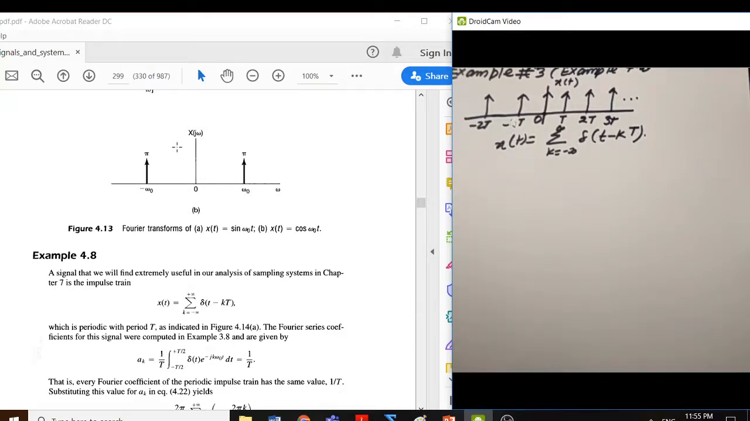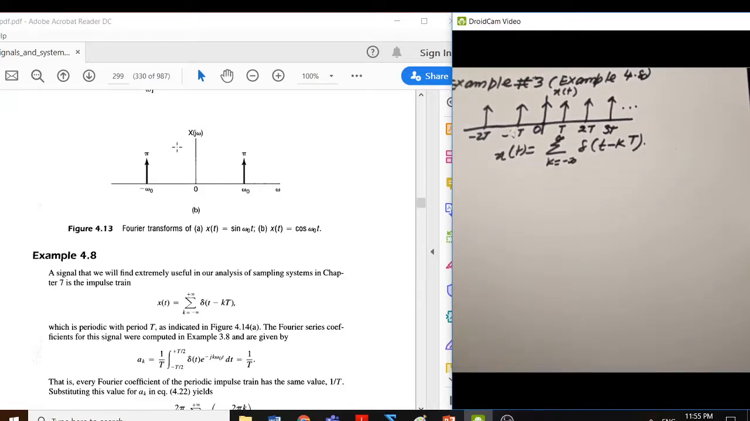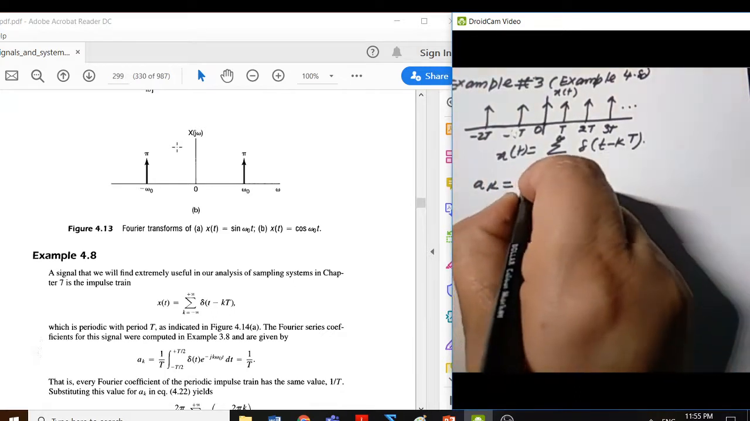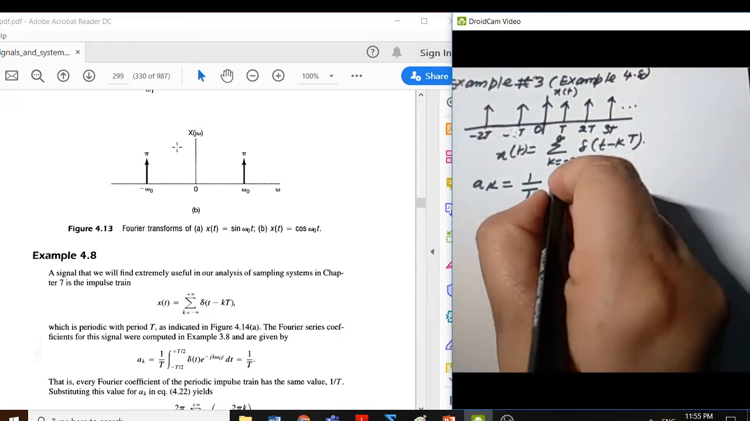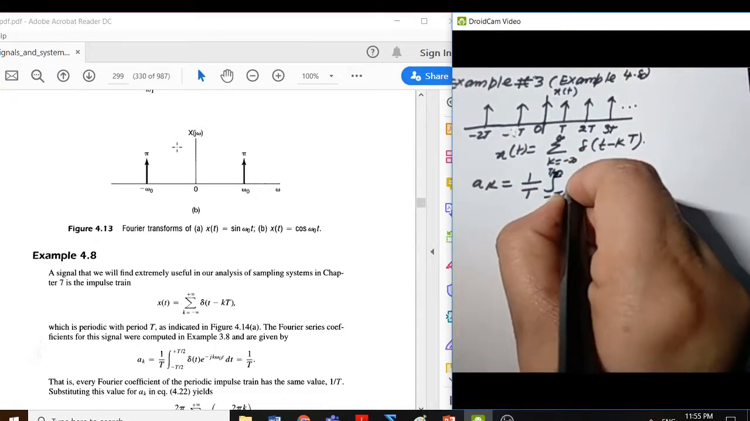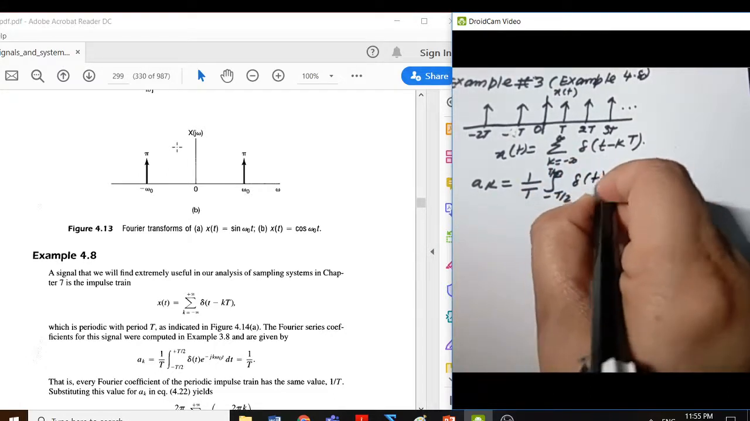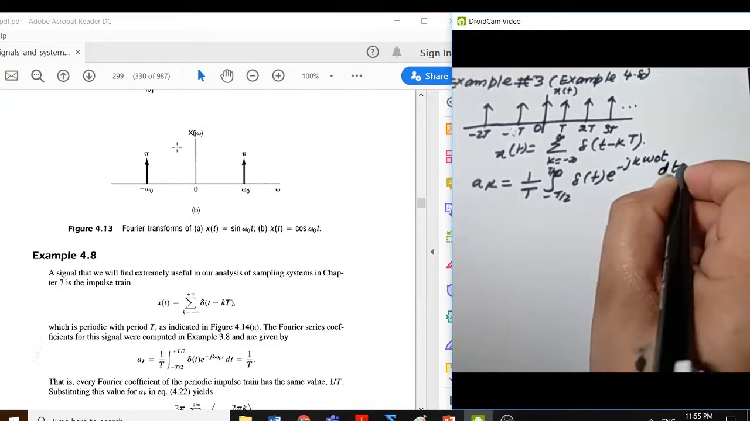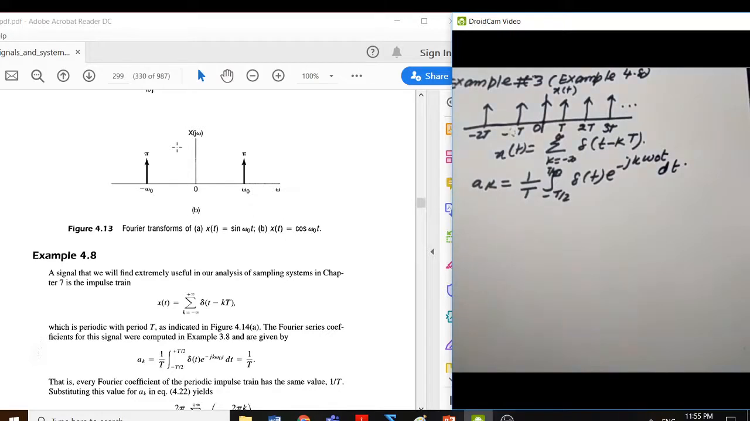Now we have to determine the Fourier transform of this impulse train, and we know that to determine the Fourier transform of a periodic function, we have to know the Fourier series coefficients of this function. So the Fourier series coefficients for the impulse train can be determined by substituting the values in the Fourier series formula. So this is the formula for Fourier series, and we determine the Fourier coefficients.